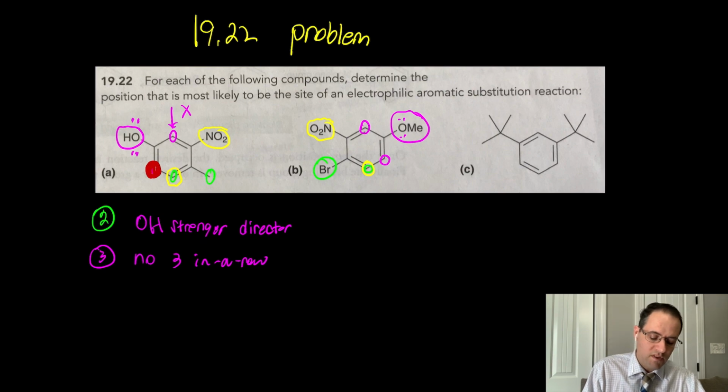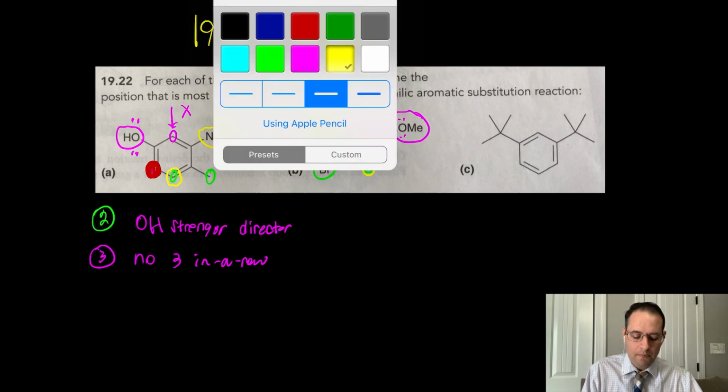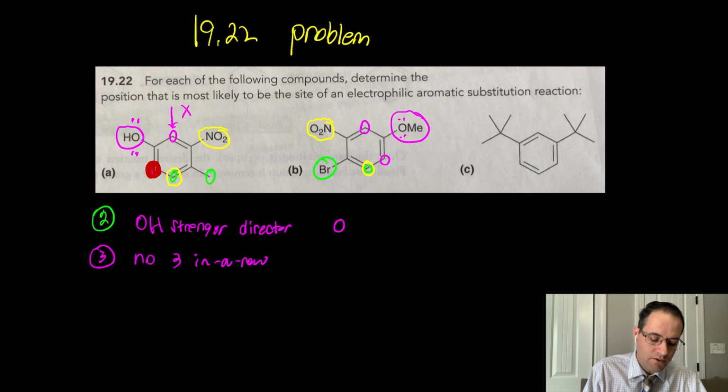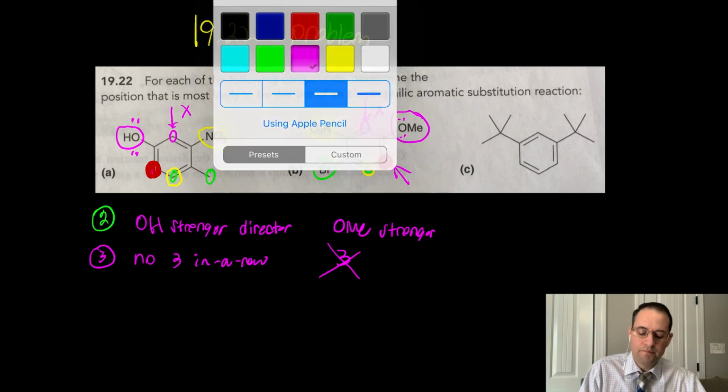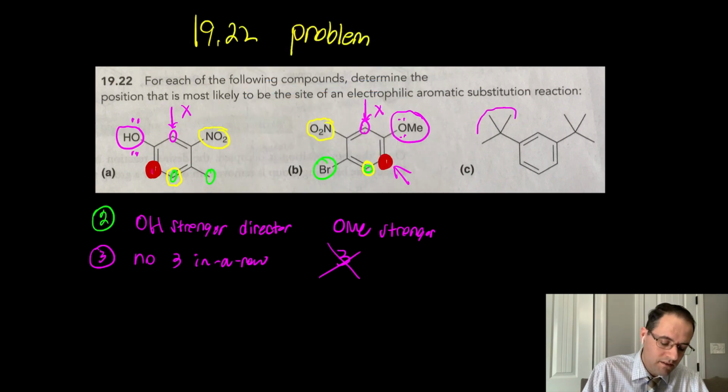So we're going to use these exact same 2 rules again. The methoxy group is the stronger director, and we don't want to form 3 in a row. Okay, 3 in a row would be right there. So we don't want to do that. What we want to do is direct here. There's a little bit more steric room for the reaction to occur. So we're going to have reaction here. Okay. Let's continue the analysis.